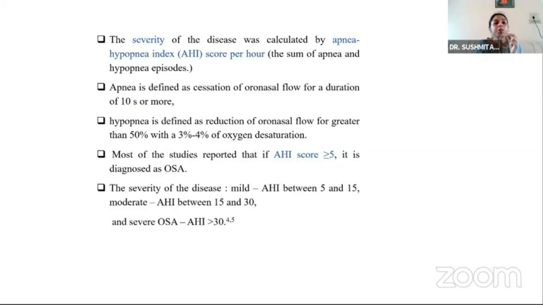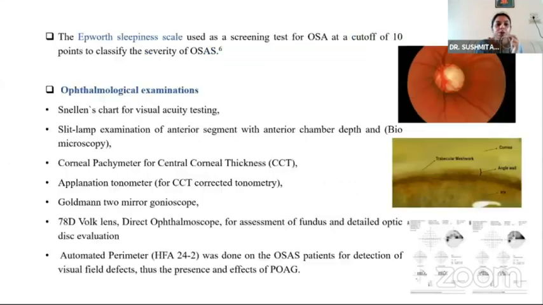The severity of these patients was then graded according to the AHI score per hour. Apnea here is defined as the complete cessation of oronasal flow for 10 seconds or more, whereas hypopnea is a partial reduction of the oronasal flow of 50% or more. Most studies said that if AHI is more than 5, we can establish the patient as an OSA patient. This is then further classified into mild, moderate, and severe OSA.